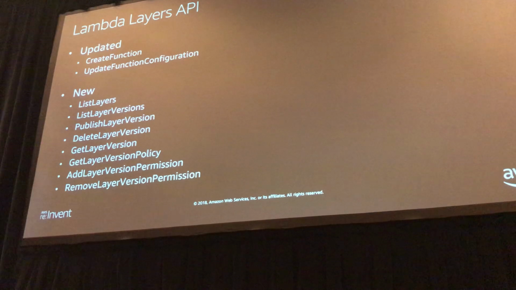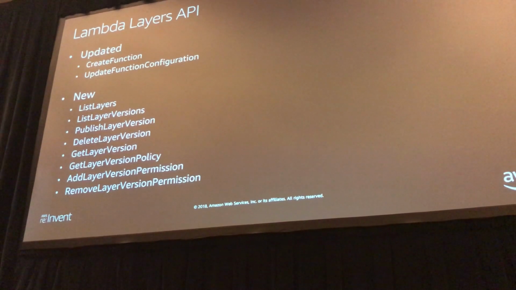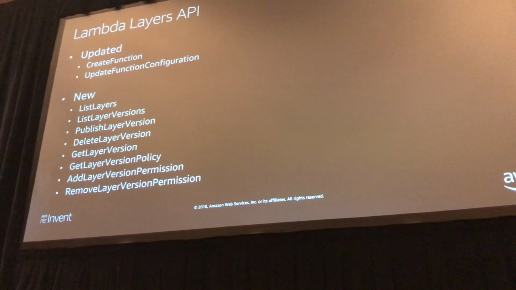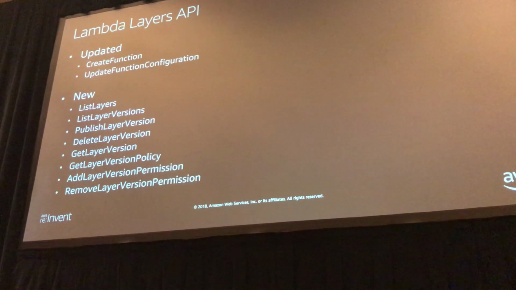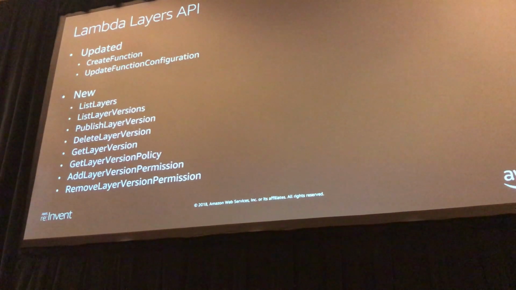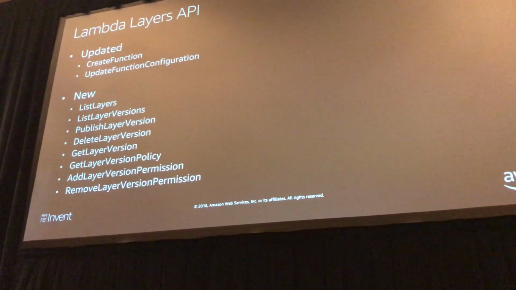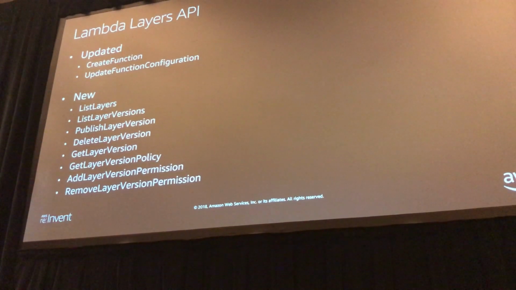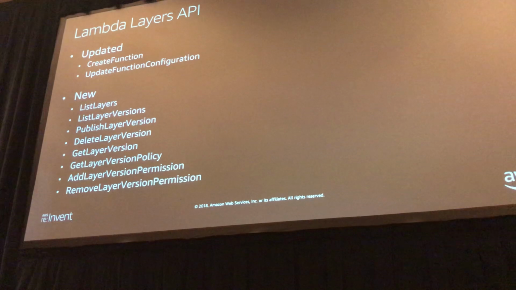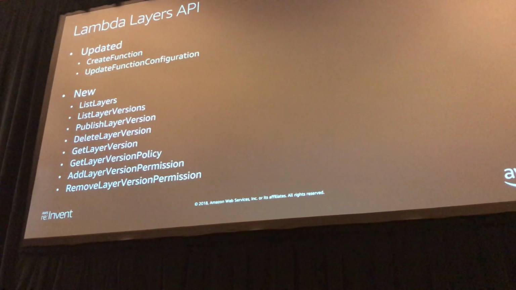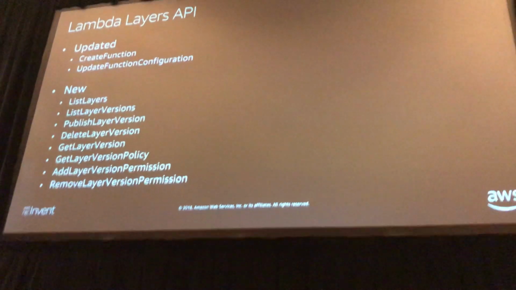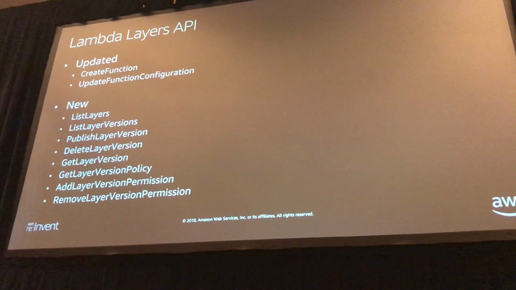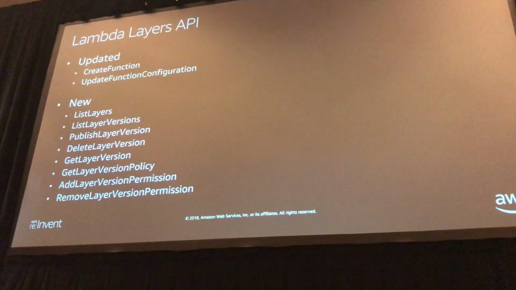We changed a few APIs in the Lambda platform to update the layers. For the create function and the update function configuration, now you can specify a list of 1 up to 5 layers. And these are the new APIs you can use to list layers, list the versions of a layer, and publish a new layer version. As you see, there's no publish layer. You always have to publish a version. And delete, with the caveats that I described.